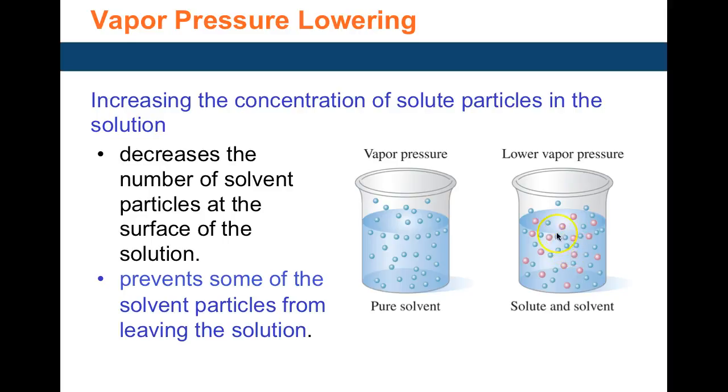This is because the solute particles are preventing the solvent vapor particles from leaving the surface. So the amount of particles on top of the surface of the solvent is less, and so that lowers the vapor pressure.